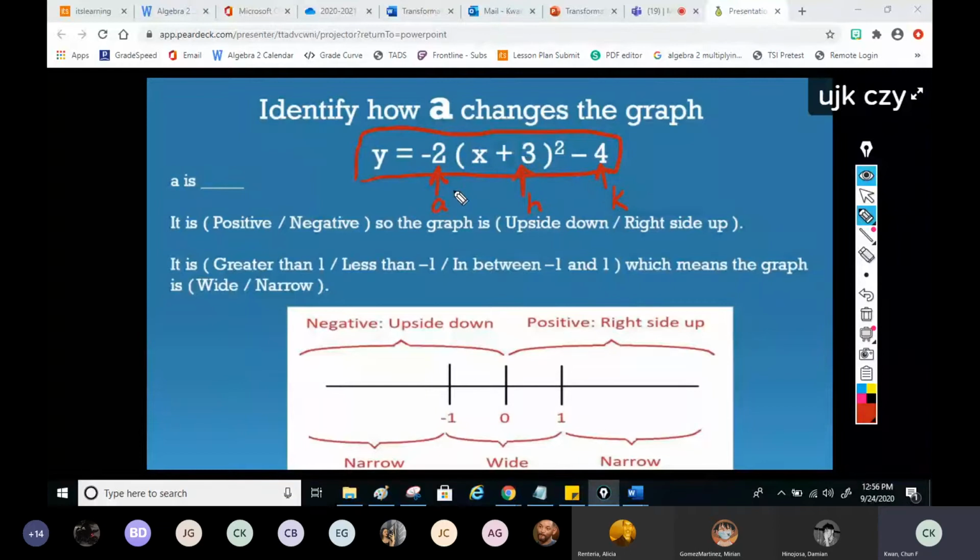The A for this equation is going to be -2. So let's look at where -2 is on the number line. On this number line, -2 is somewhere right here. This is -2.